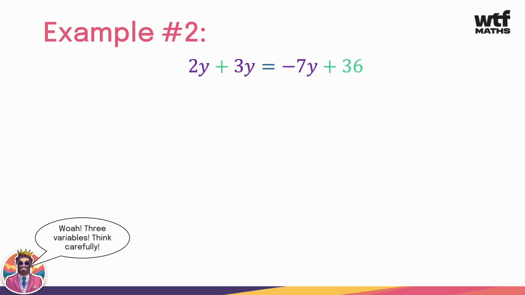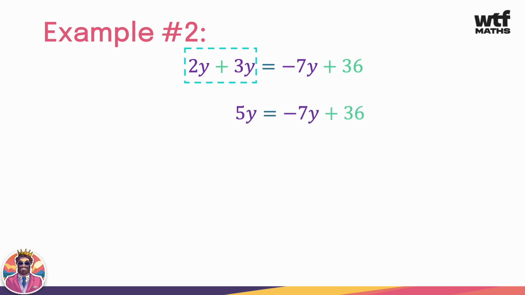Alrighty, so in this question here, we've got three variables. 2y plus 3y equals negative 7y plus 36. Now, this might seem overwhelming, but if we just think carefully, it'll be a lot easier. First of all, we've got two variables right next to each other on the same side. So, if we take these two variables, the 2y plus the 3y, we can combine them together to make 5y. So now we've got 5y equals negative 7y plus 36.